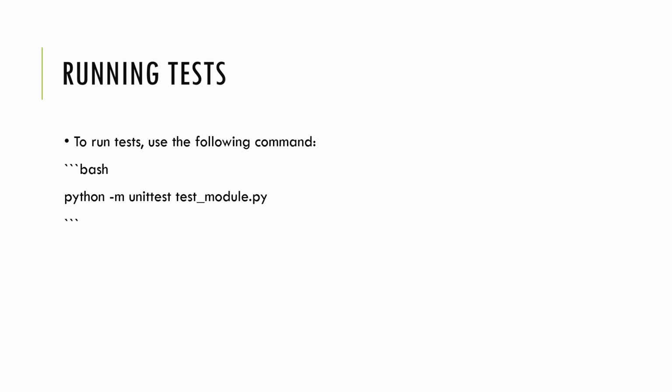To run your unit tests, simply use the following command in your terminal: python -m unittest test_module.py. This will execute the tests defined in test_module.py and provide you with a report on the success or failure of each test.